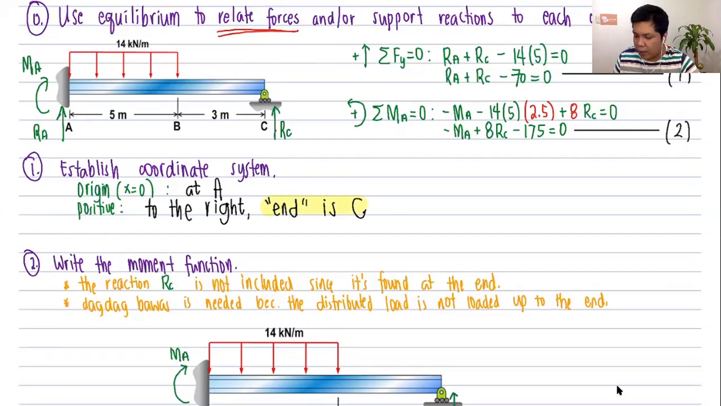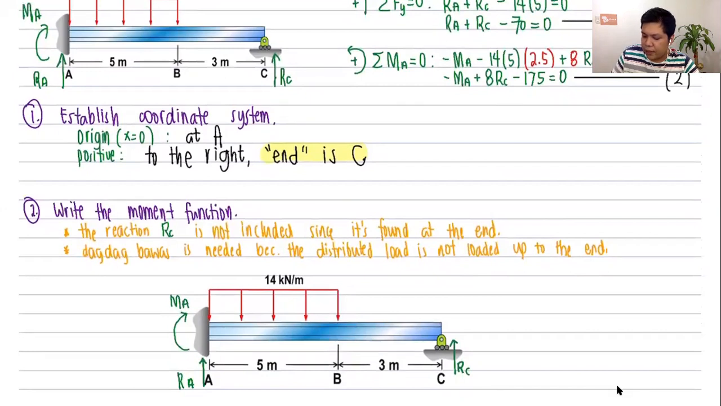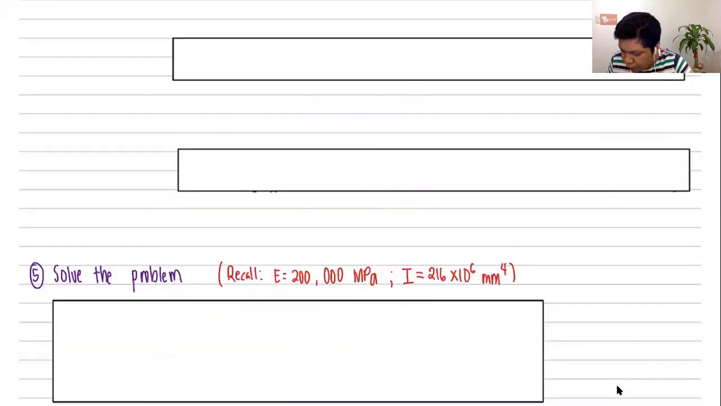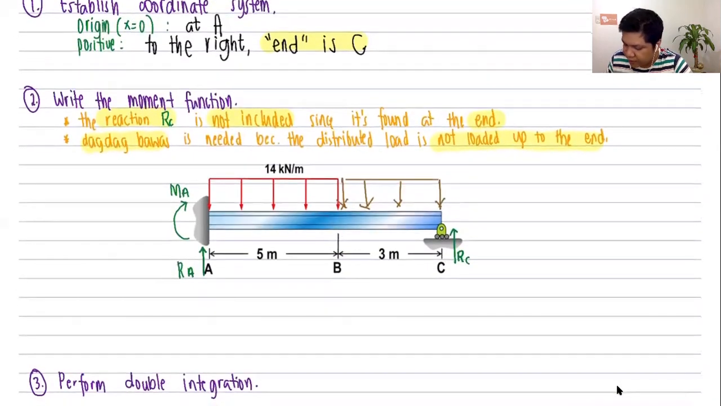Now, my next task is to write the moment function. Okay? So take note that in double integration method, the force at the rightmost, or at the end rather, is not included in the moment function. Therefore, if I look at this, the reaction R sub C should not be included since it is found at the end of the beam. Similarly, I have a distributed load which is not loaded up to the end. Therefore, I need to perform dagdag bawas. Okay? So what I'll do is, upon performing dagdag bawas, I'll add a uniformly distributed load up to the end. However, whatever I added, I also need to remove. Okay? So I should have the same magnitude but opposite direction.